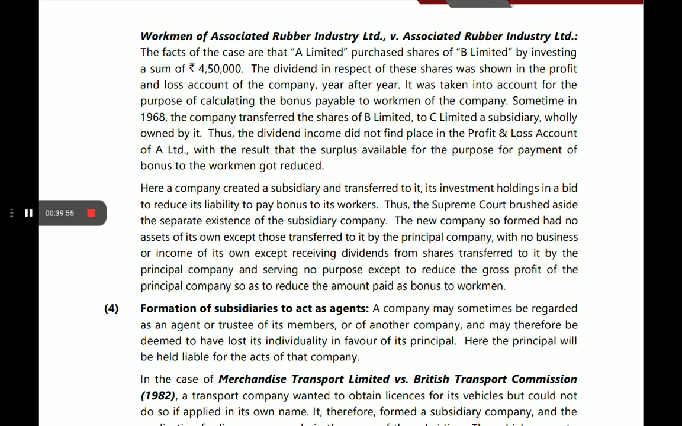The new company so formed had no assets of its own except those transferred to it by the principal company, with no business or income of its own except receiving dividends from shares transferred to it by the principal company, and serving no purpose except to reduce the gross profit of the principal company so as to reduce the amount paid as bonus to workmen.